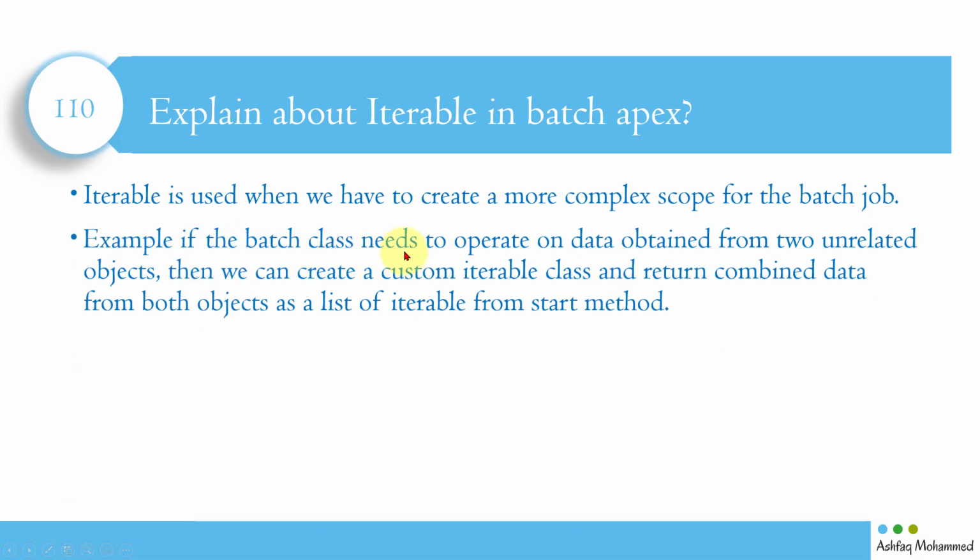For example, if the batch class needs to operate on data obtained from two unrelated objects, then we can create a custom iterable class and return combined data from both objects as a list of iterables from the start method. What example should I give here? Let's suppose you want a batch wherein you retrieve data from an account object and maybe some other custom object. Both are not connected, meaning they don't have any relationship. In those situations you can use iterable.